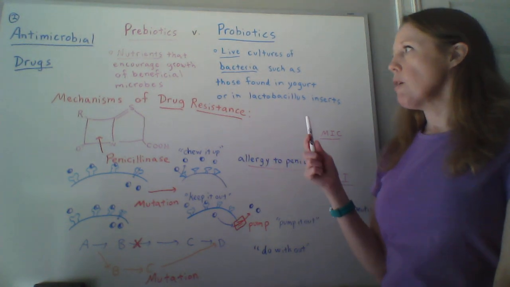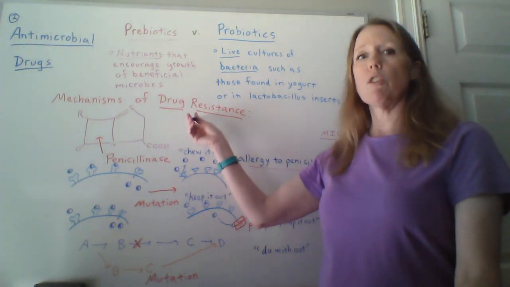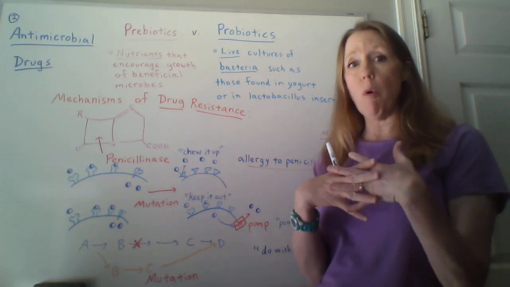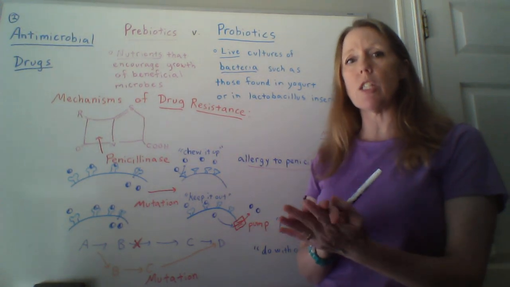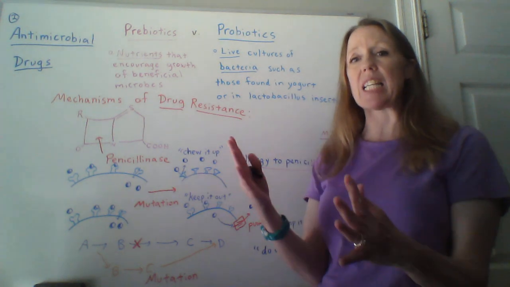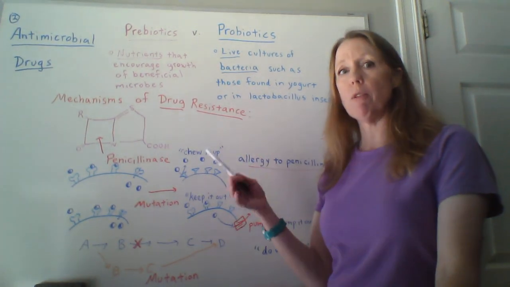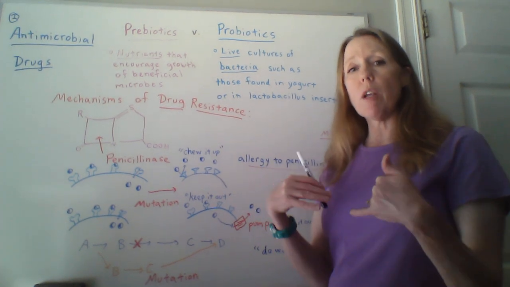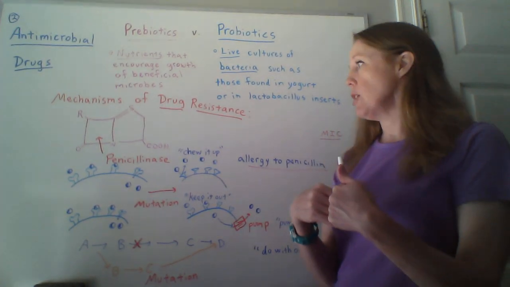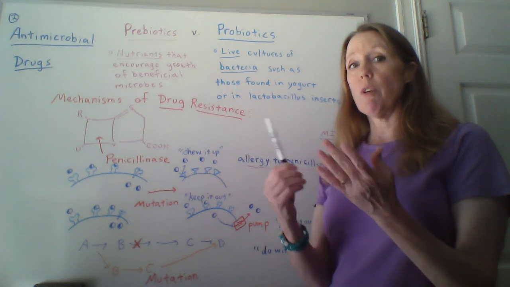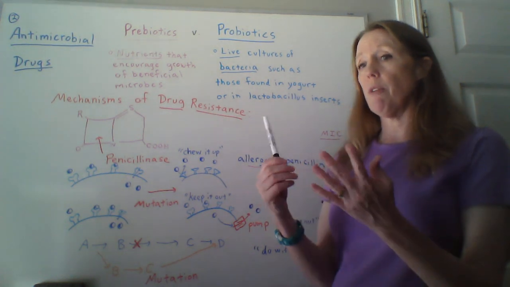Okay, so let's talk about the mechanisms of drug resistance. We talked about how some drugs were so wonderful because they would target the cell wall. This would be things like bacitracin and ampicillin and the penicillins. But how do we get this drug resistance that came up almost immediately? Some organisms are naturally drug resistant, and there are several ways they can become resistant. We're going to use penicillin as an example in the first one.